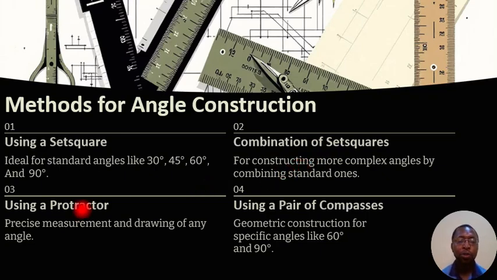The third way of constructing an angle is using a protractor. When we use our protractor precisely, we can get any angle that we want. A protractor gives you any kind of angle, whether it's complex or a standard angle. Then we can also use our compass to construct some special angles too, like 60 degrees and 90 degrees. So majorly we have three instruments here for constructing angles: the set square, the protractor, and the pair of compasses.